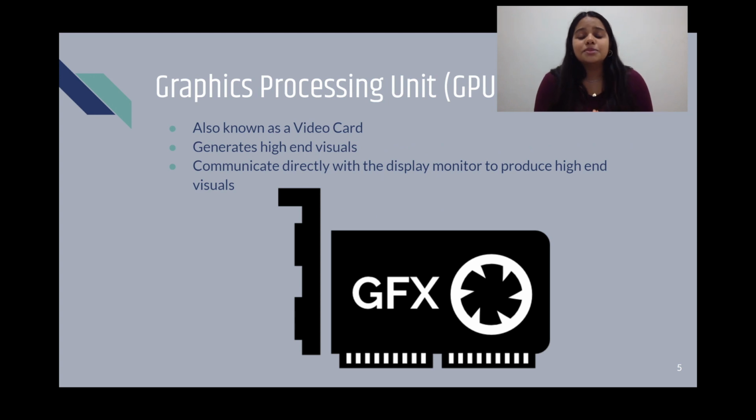Next, we have a graphics processing unit, or a GPU. This can also be referred to as a video card by many people, and it's responsible for generating high-end visuals. It communicates directly with the display monitor to produce high-end visuals. The display monitor, like we went over last class, is simply the piece of hardware that is responsible for displaying visuals to the user. The graphics processing unit generates those visuals and ensures that the computer or the device that's being used has good visuals.